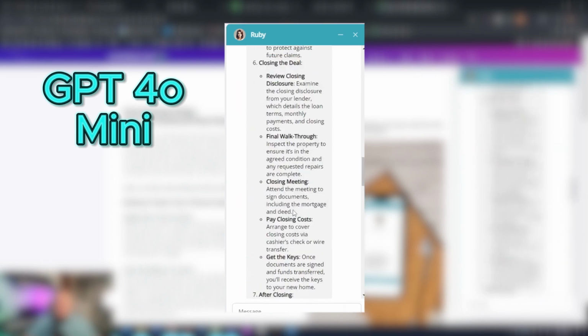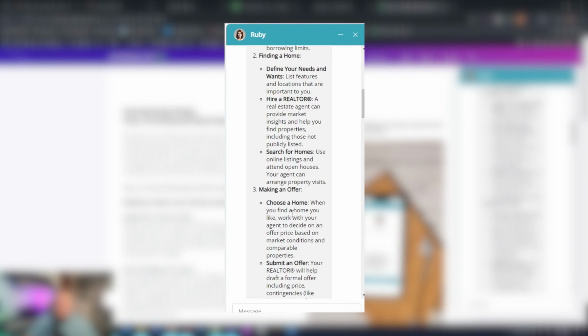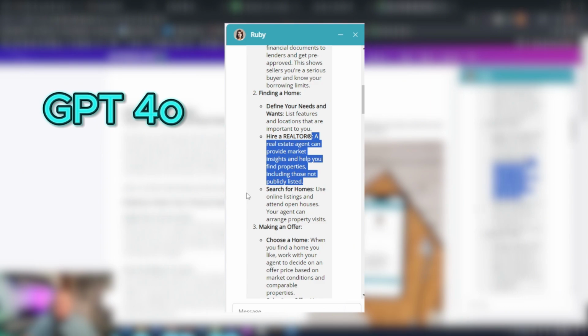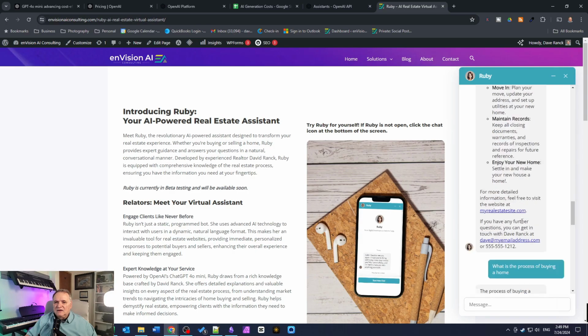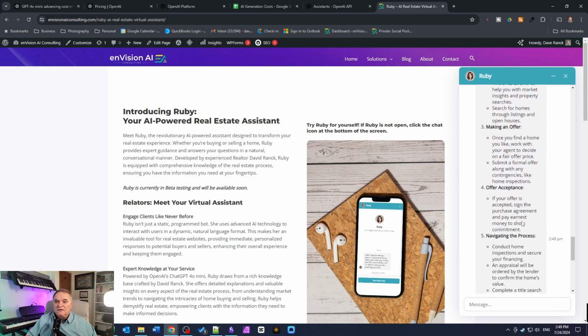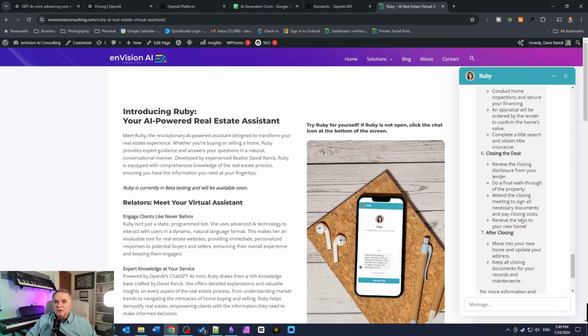And what does 4.0 say? Basically the same things, but it's a little bit more verbose. It looks a little nicer. It has the realtor logo in there and so on. But I think this is a credible response. I think it's useful for what this bot is designed to do. I think this is perfectly acceptable.